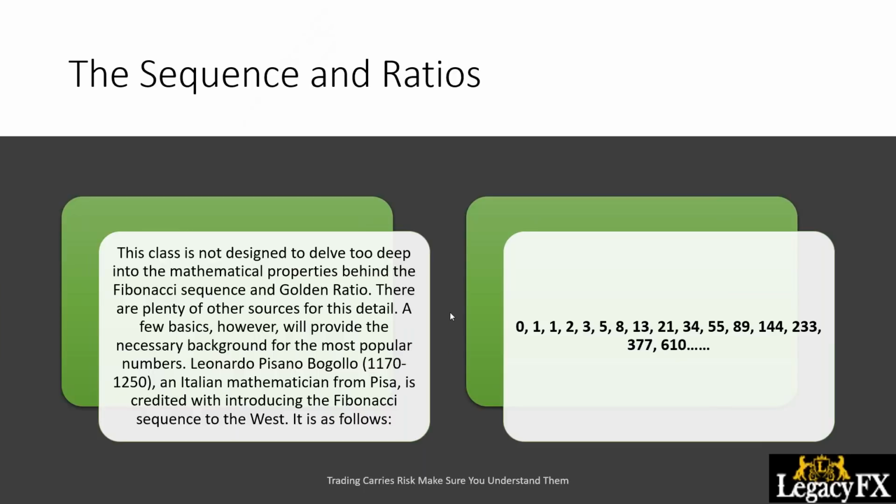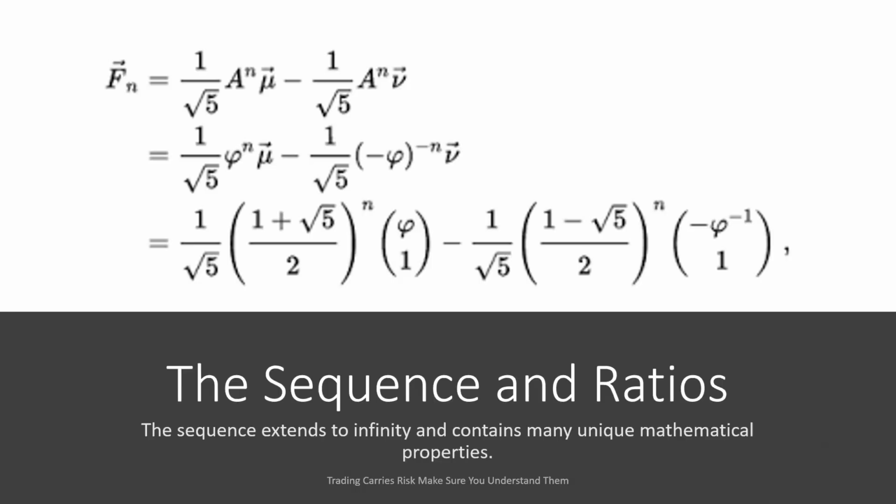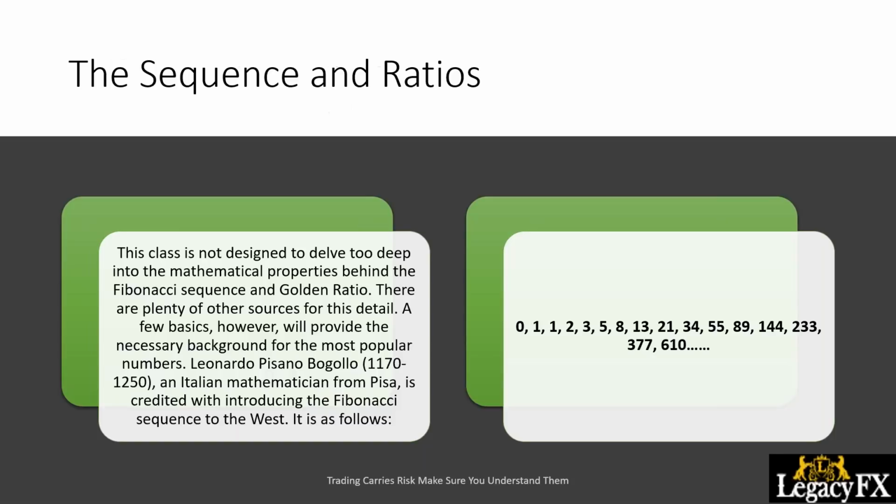Now, tonight's class is not designed to delve too deep into the mathematical properties behind the Fibonacci sequence and the golden ratio. There are plenty of other sources for that detail, and I know most of you don't want to know anything about it. Okay. You don't want to know the math. It's a lot of big numbers calculated in very complex ways. But you do have to understand how we get from the beginning numbers over to the sequence and then to the ratio.